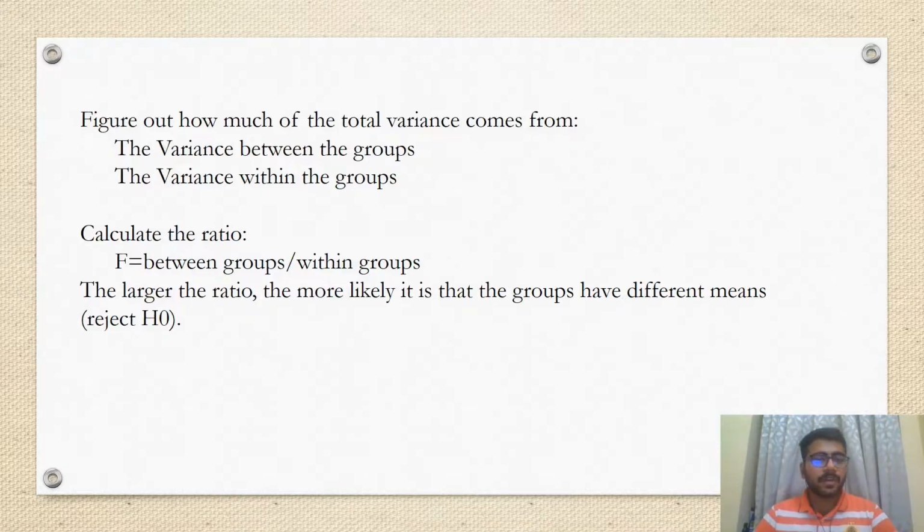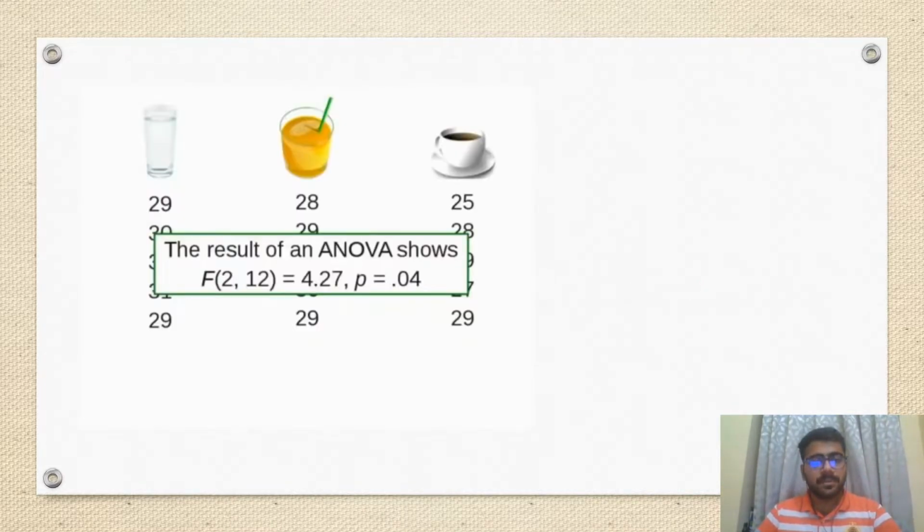The process is that we have to figure out the variance between the groups and the variance within the groups. The F value is calculated as the ratio of the variance between the groups to the variance within the groups. The larger the ratio, the more likely it is that the groups have different means, so we reject the null hypothesis. From this picture we can see that the result of ANOVA shows an F value of 4.27, so the probability is 0.04.